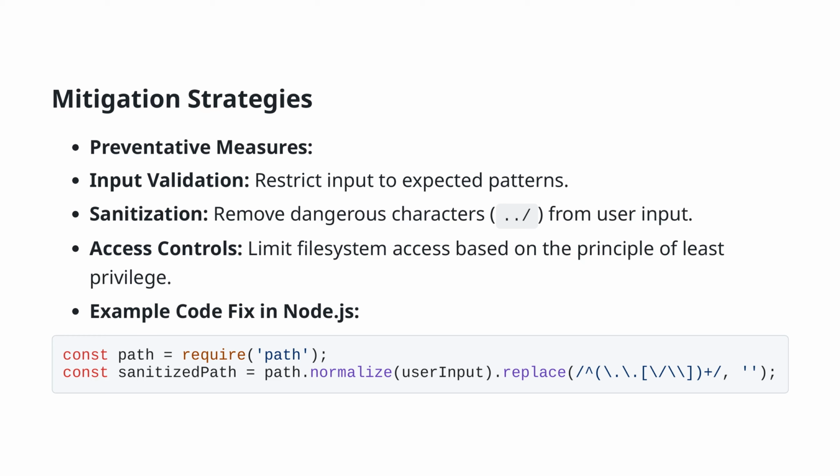Let's look at an example of how you can implement these measures in Node.js. Using the path module, you can normalize and sanitize user inputs. For instance, you can use JavaScript: const path = require('path'); const sanitizedPath = path.normalize(userInput).replace(/^(\.\.[\/\\])+/, ''). This code normalizes the user input and removes any traversal sequences, making sure the path is safe to use. By incorporating these strategies, you can significantly minimize the chances of a path traversal attack on your systems.